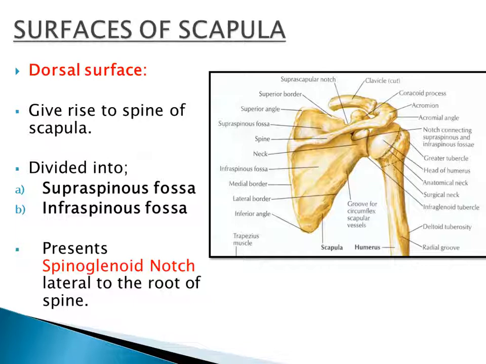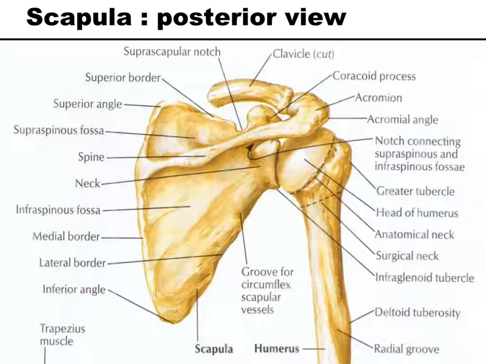So you can look into the figure. This is the spinous process. It is labeled over here. This is the spinous process of the scapula. Now you can see it's written over here: the notch connecting the supraspinous and the infraspinous fossa. This notch is lateral to the root of the spine and it is also called the spinoglenoid notch. It is present between the spine and the glenoid cavity, so it is also called the spinoglenoid notch.